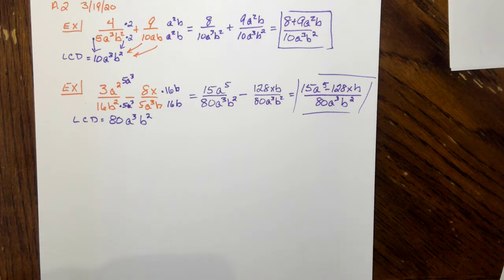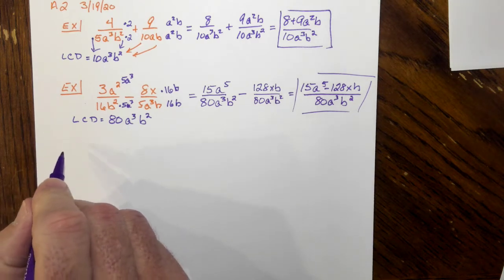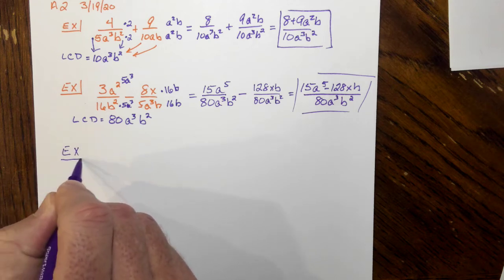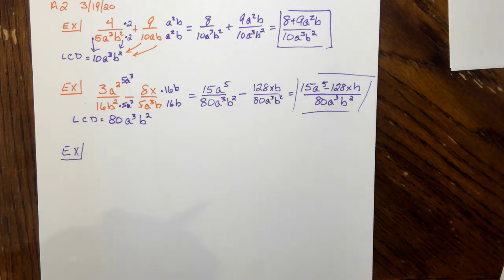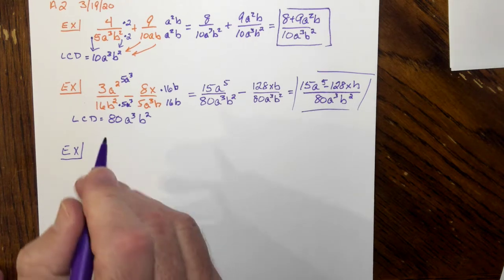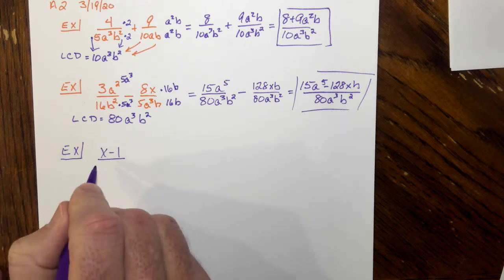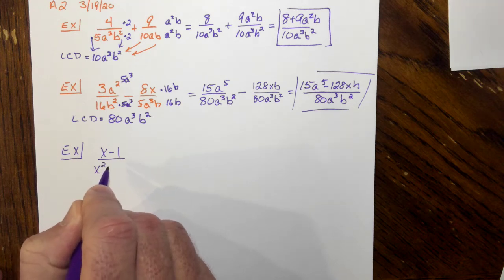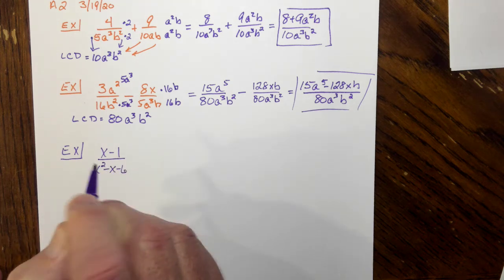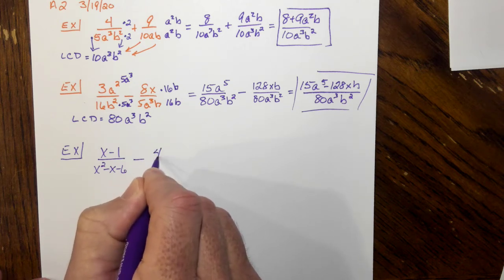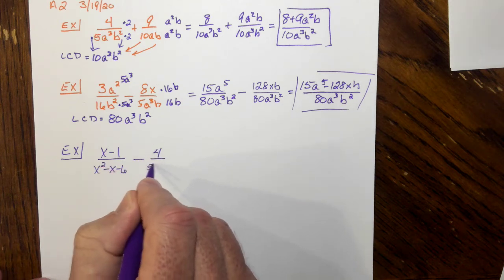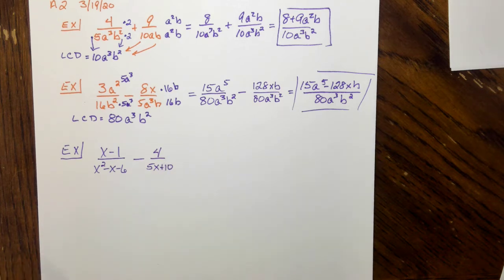All right. Let's look at this example then, please. So far I've given you denominators that have monomials in the bottom of them. So let's see what happens when we get expressions. So let's go with this. Got x minus 1 over x squared minus x minus 6 minus 4 over 5x plus 10. Okay, challenge here is factor. We have to factor these things.